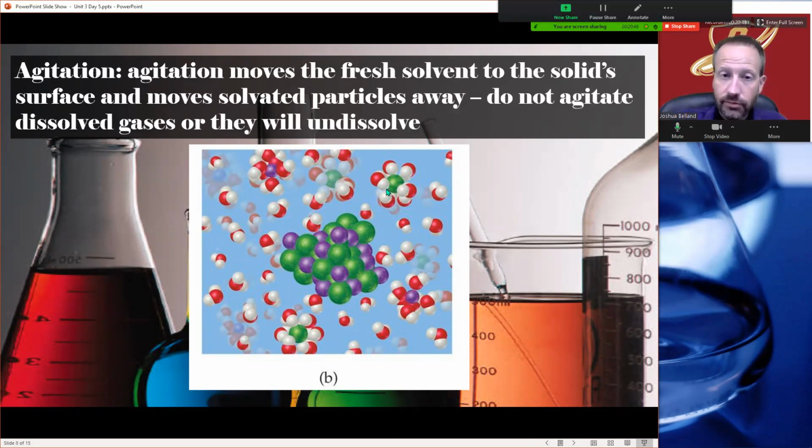Same thing going on here. So all these other empty water molecules, if I stir, moves the full water molecules away, the ones that have already solvated some sodium chloride get moved away, and the fresh solvent comes in.